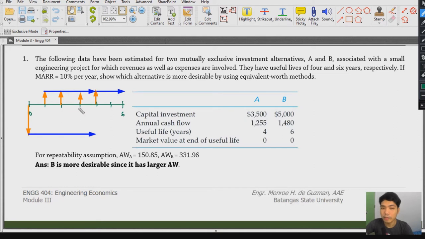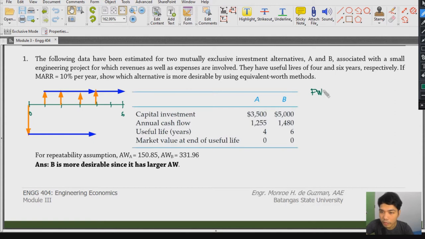So, this is what I said earlier that it becomes complicated, because what happens is that we try to compute for the net up to where the useful life is only, and then we try to extend that on the useful life or the study period that we need. But for this case in B, we have no problem. So, that is what we will do now.